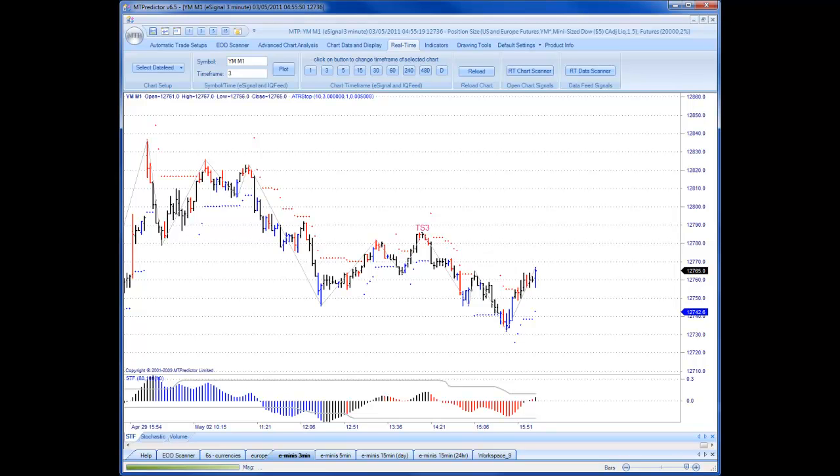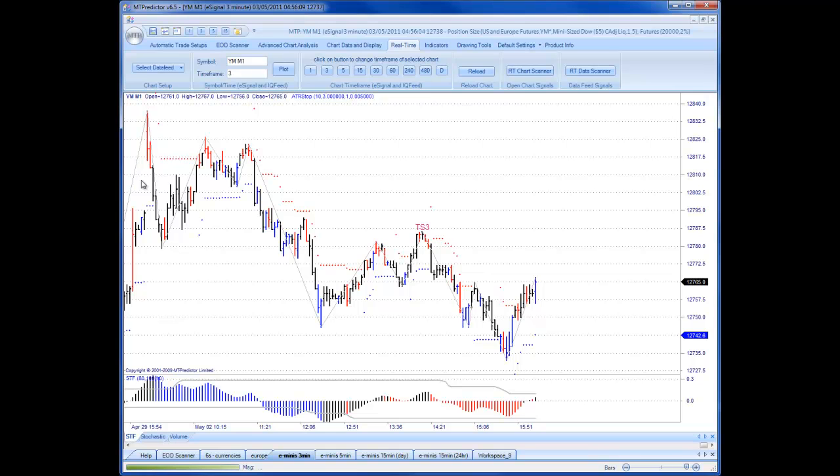Today I'd like to look at some trades we had in the US E-minis during yesterday. That was May the 2nd. This is using MTPredictor 6.5. Let's start by having a look at the YM on a 3-minute chart.